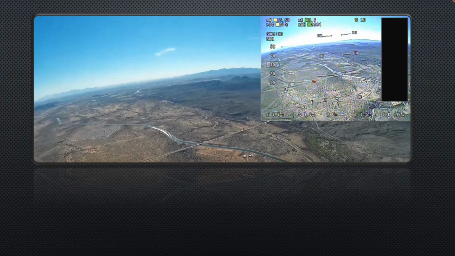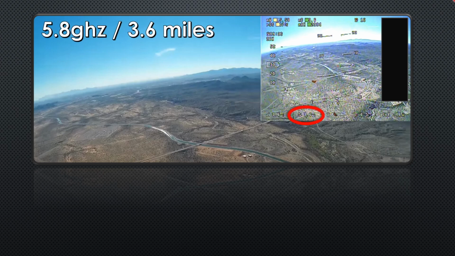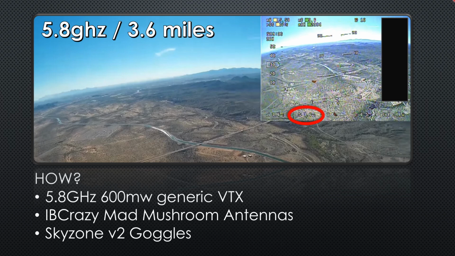This is a flight that I did some years ago before we had all kinds of rules about what we could and couldn't do, and you can see on the bottom of the screen, that's 3.6 miles, and that was done on a 5.8 gigahertz VTX, standard store-bought VTX. I did that with a 600 milliwatt generic VTX using IBCrazy Mad Mushroom antennas and SkyZone V2 goggles. I had a little bit of altitude and I had wide open clear space, but if people tell you that 5.8 is only good to a mile, they're just wrong.